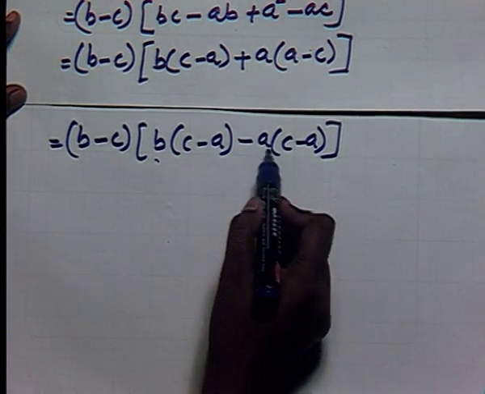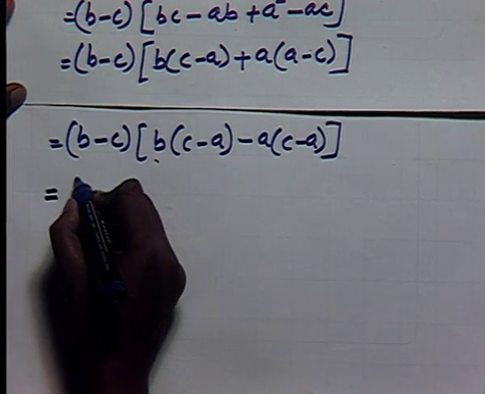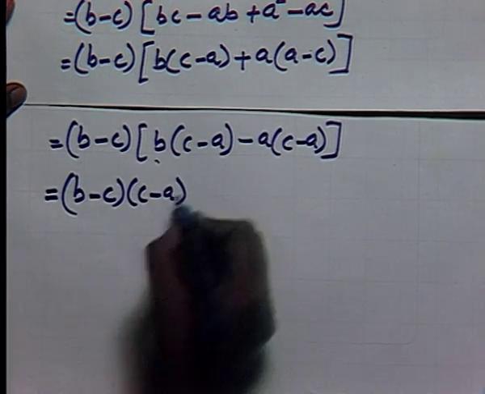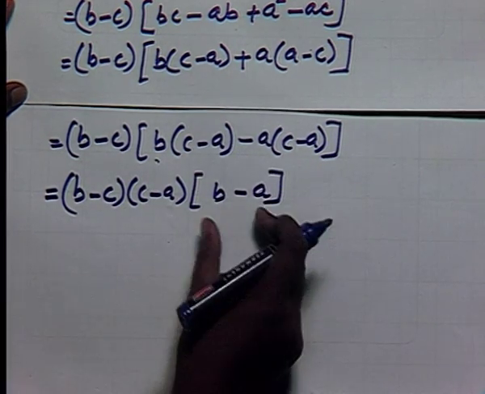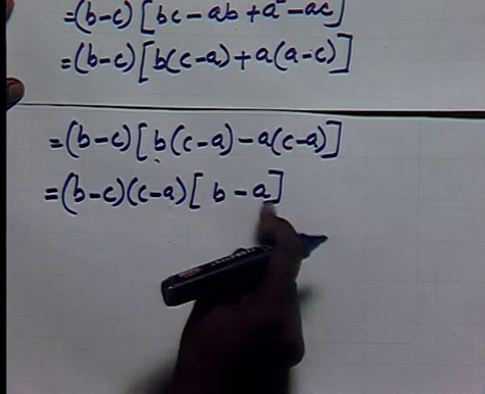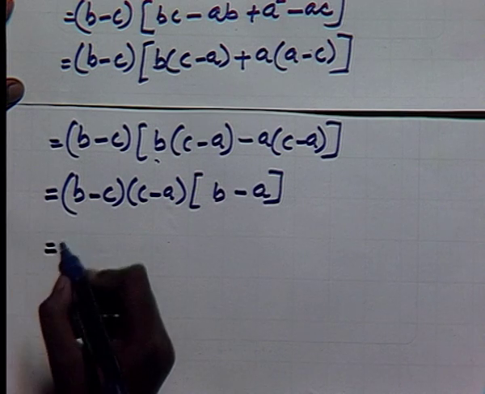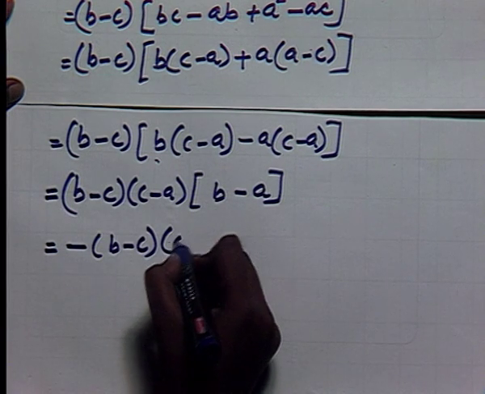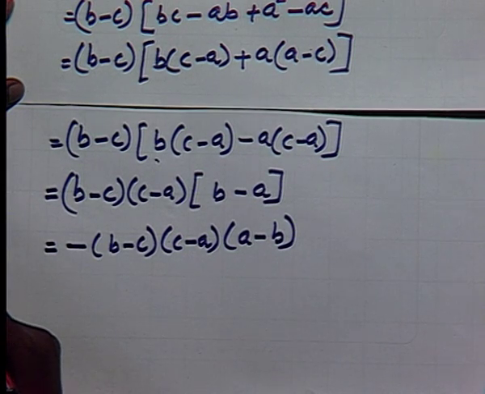Now, again in these two terms I can take out c minus a common, because c minus a is a common factor. So, we have here b minus c into c minus a, and we are left with b minus a here. But again we find that b minus a is not written in cyclic order. So, we must change it to a minus b. For that we will take out this negative sign outside. So, we now have minus b minus c into c minus a into a minus b.